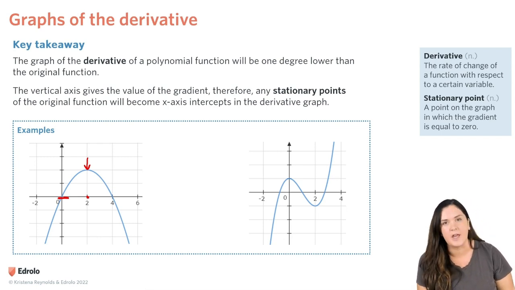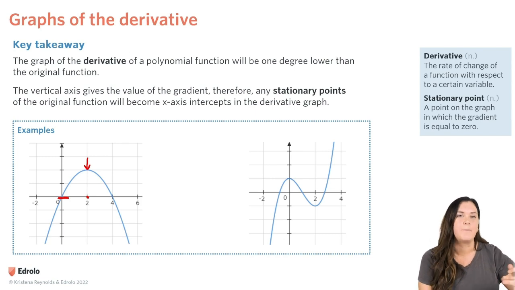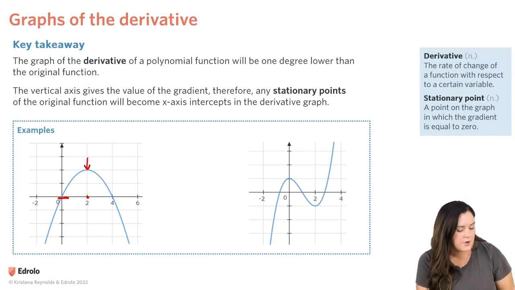So for this example here, we've got a parabola. On the left-hand side, we can see that the gradient is positive. So for our derivative graph, it is going to be above the x-axis. And then on the right-hand side from 2 onwards, we have areas of negative gradient. So that is going to be below the x-axis.